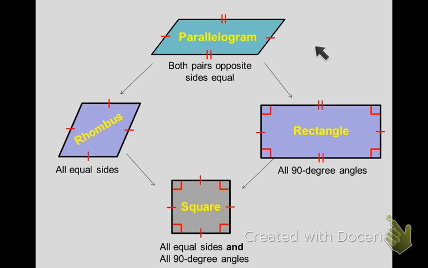What makes a parallelogram a rhombus is when all four sides of the parallelogram are equal. So not just that the opposite sides are equal, but all four together are exactly the same length. That's a rhombus. A rhombus does not have to have all equal angles as well. It can, it just doesn't have to.